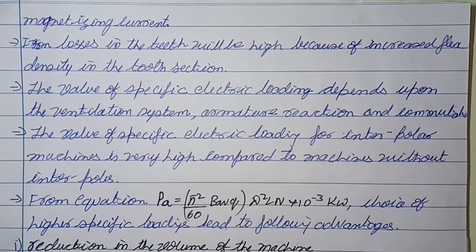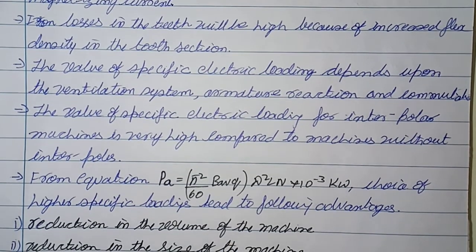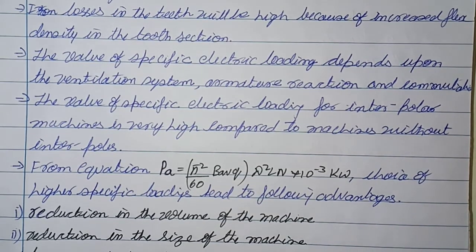The next one is that the value of specific electric loading for interpolar machines is comparatively high compared to machines without interpoles. We know interpoles were there because of armature reaction. Whatever flux was reduced due to the current in the armature conductors is to be provided by the interpoles, which are the small poles between two main poles.